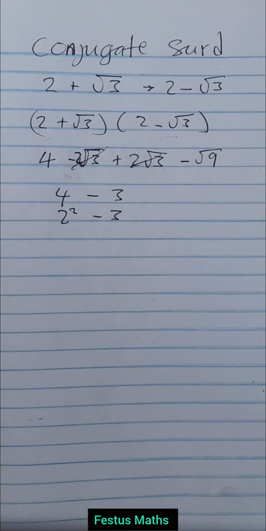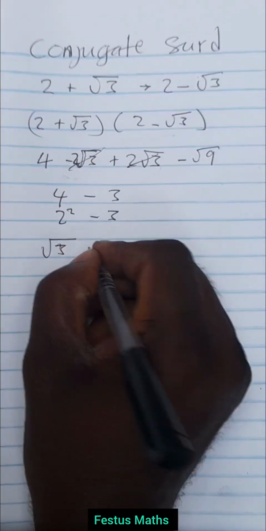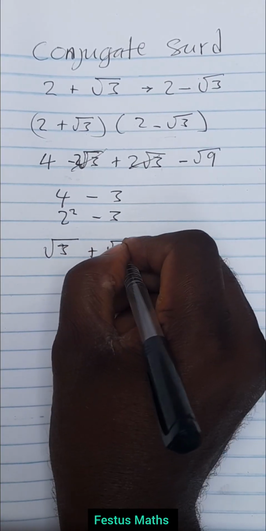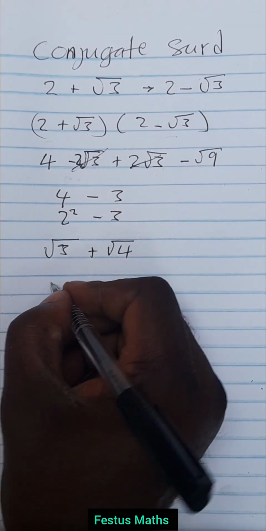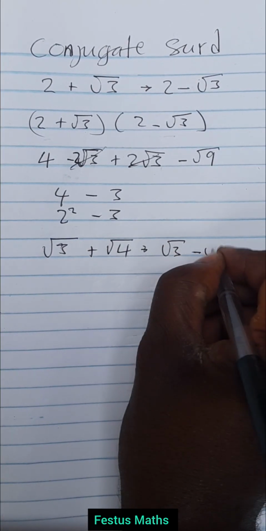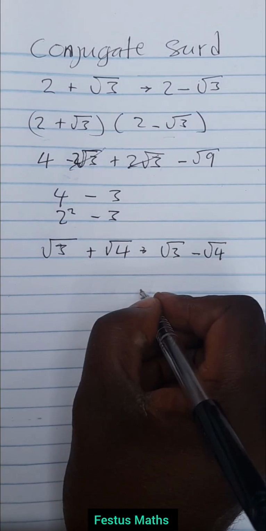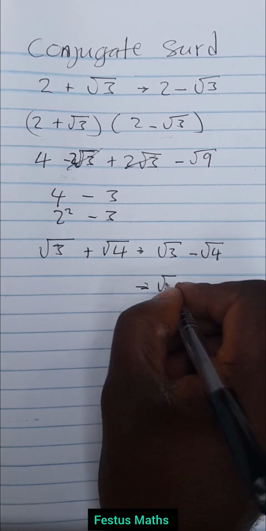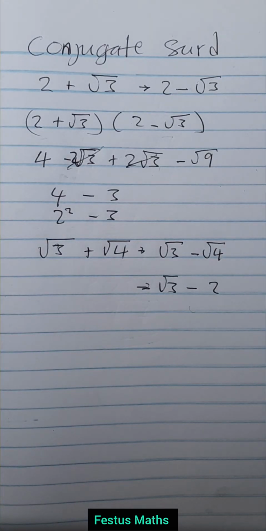Now, in another example, sometimes you may have, let me say, root 3 plus root 4. To conjugate this surd, this can be written as root 3 minus root 4. And we all know what root 4 is. This can also be written as root 3 minus 2. So that is conjugation of surd.